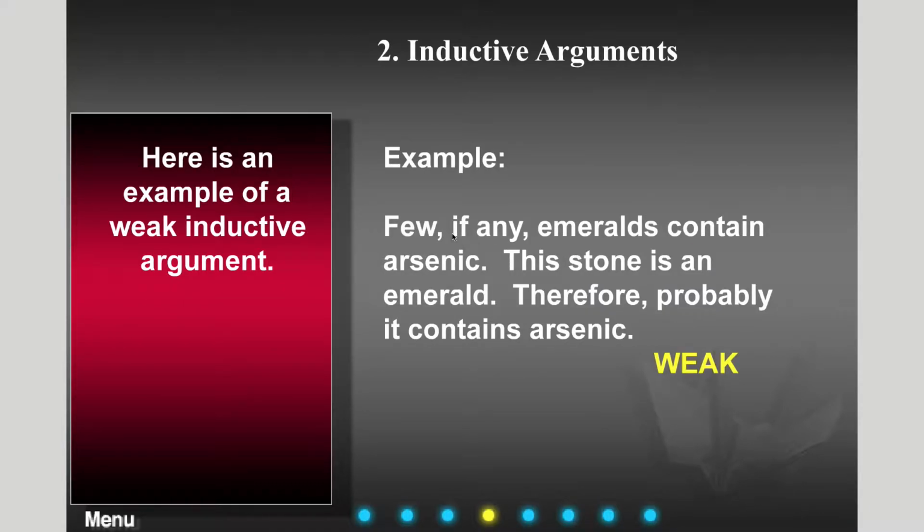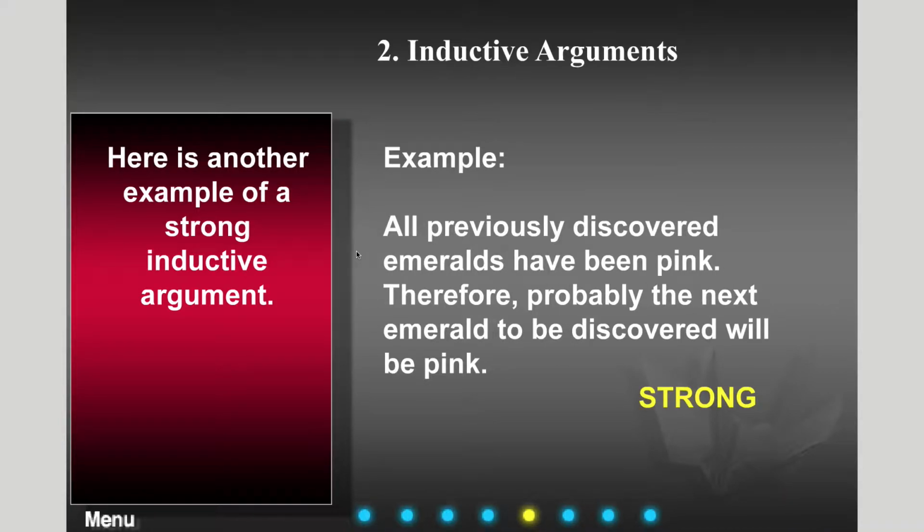So for example, few if any emeralds contain arsenic. This stone is an emerald, therefore probably contains arsenic. Well, we've been told, and I think you intuitively would get this, that if few emeralds contain arsenic, then the one that you have in your hand is unlikely to contain arsenic. It's a weak inductive argument. Okay? So we can stop there. It's already not a cogent argument, as we'll get to later.